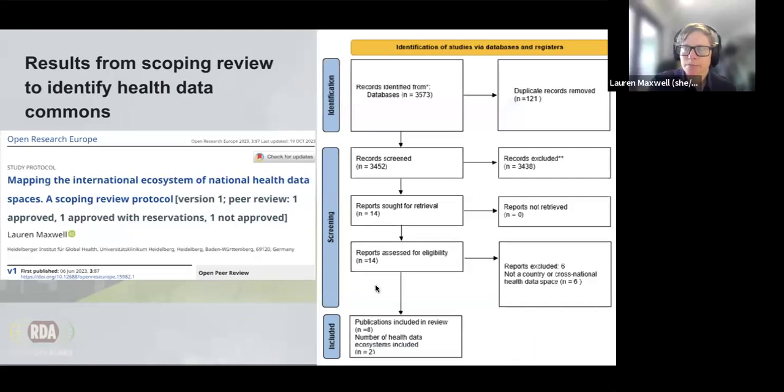Yep. So our vision here, which started in CODATA and is now, we're hoping, to leverage the RDA community as well, is to think about, okay, where are these health data commons? And so what we had thought about initially is to do a scoping review to see what we can find in the literature, and then supplement that with what's called snowball sampling. So basically go to the folks who we know are implementing country level or transnational health data commons, and ask them about the other commons that they know.